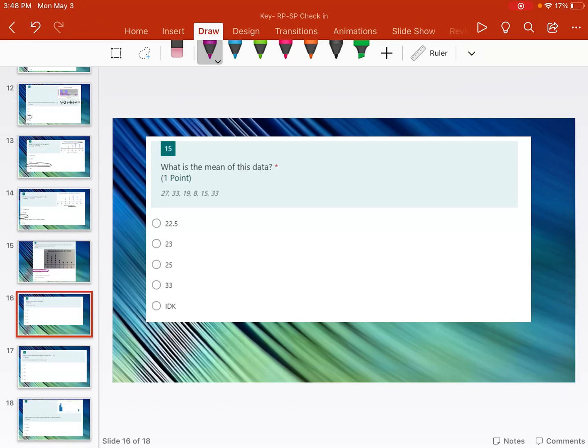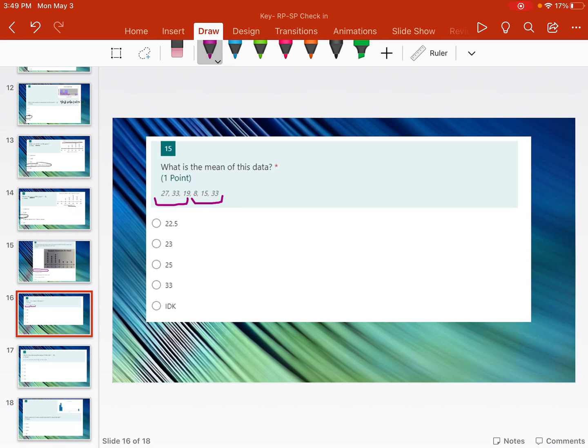All right, we're going to go through questions 15 through 17. So what is the mean of this data? Remember, when you find the mean, you're going to add it all together and then divide by how many there are. So I'm going to break this up into two chunks. I'm going to add those three and then add those three and then add them together just because I don't want to get lost on my calculator and miss something.